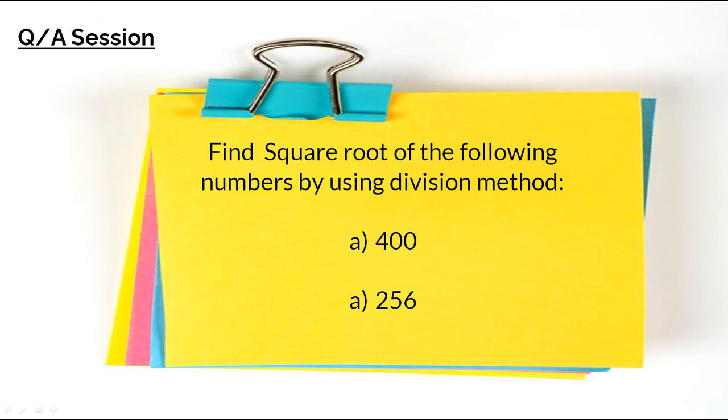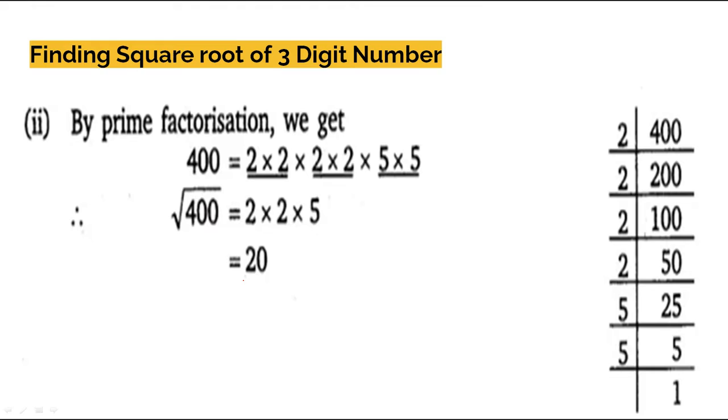They are giving you the question: find the square root of the following numbers by using the division method. So two numbers are given to you, solve them one by one. 400. Step number 1. You have to solve it by the division method. According to the division method, you have to make a ladder and solve it until you are getting 1 in the last.